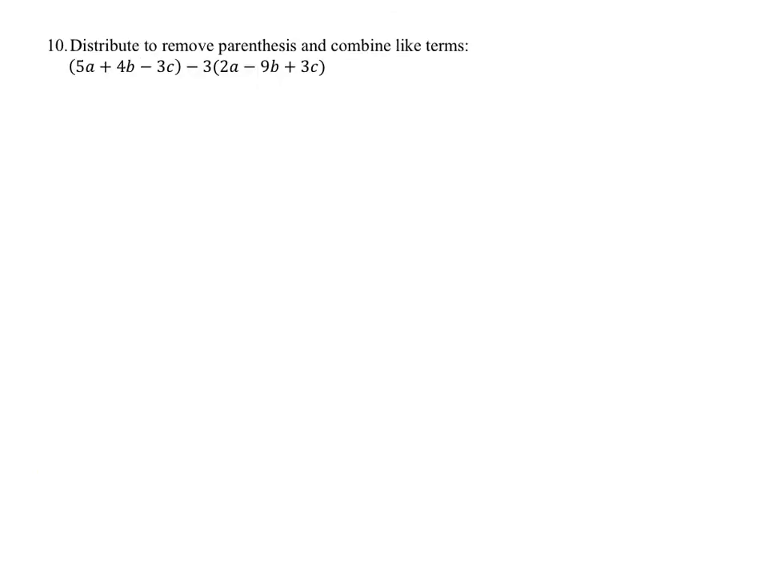Awesome. One more. First, we need to distribute and then combine like terms. So we get 5a plus 4b minus 3c. I'm going to distribute that negative 3 through. Negative 6a plus 27b minus 9c. So are we happy? Of course we are.